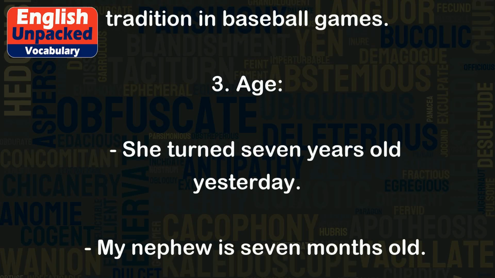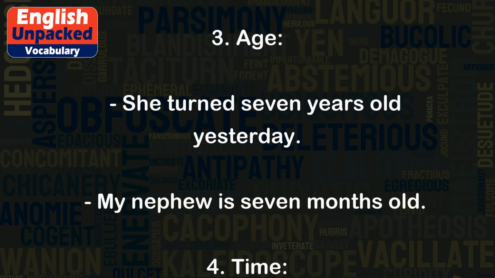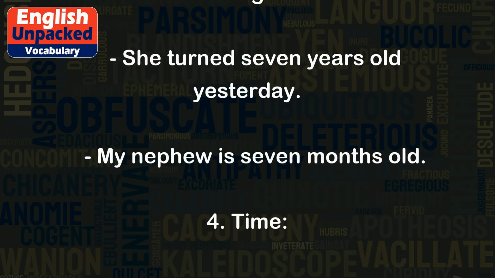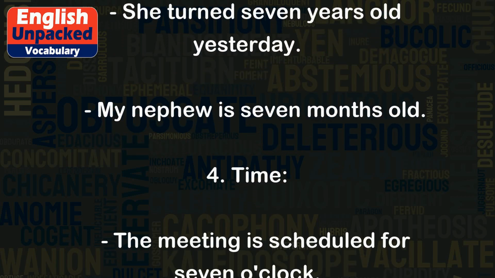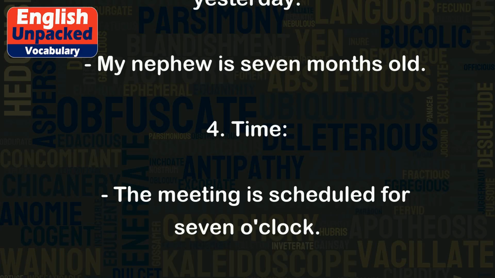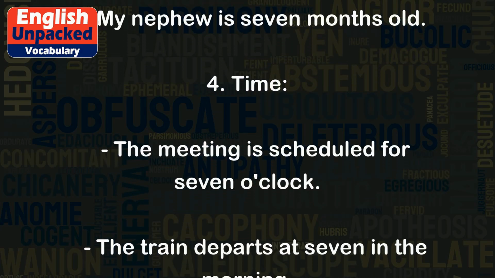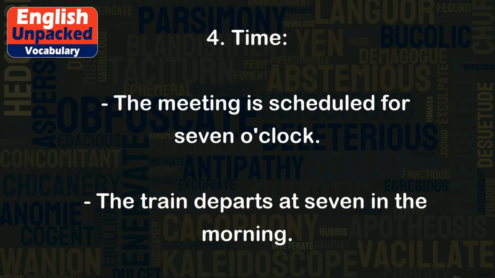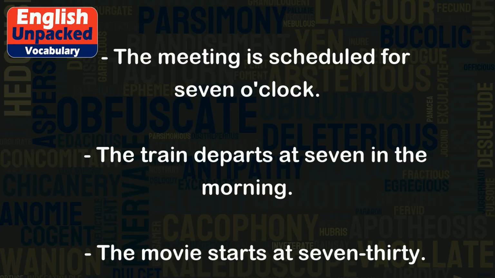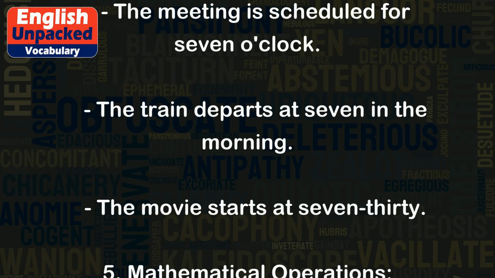3. Age. She turned 7 years old yesterday. My nephew is 7 months old. 4. Time. The meeting is scheduled for 7 o'clock. The train departs at 7 in the morning. The movie starts at 7:30.